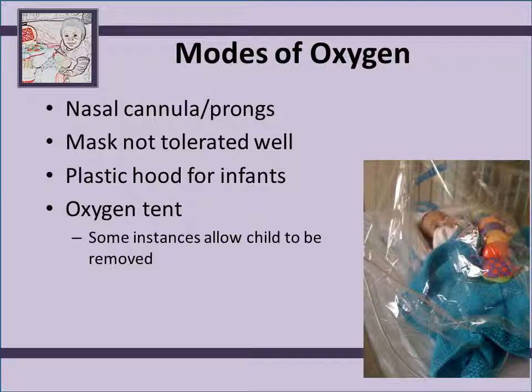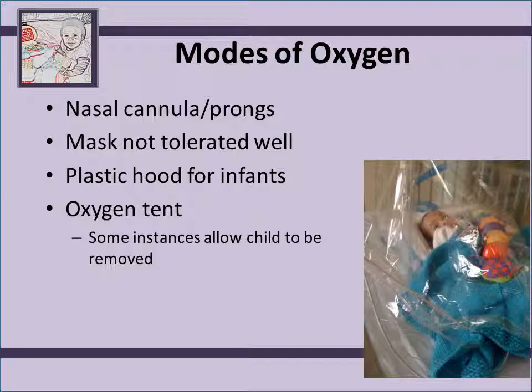The oxygen tent concentration is difficult to control and maintain above 50%. You've got to keep it closed because it does provide a humidified mist. The child can be removed for feedings and bathing at times, but they need to be kept in the tent as much as possible. Minimize opening it. Keep it tucked in at the bottom. Flush the oxygen after it's been open for a long period of time.